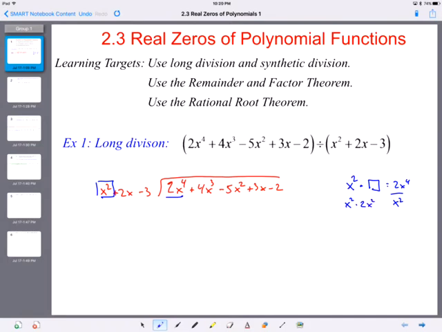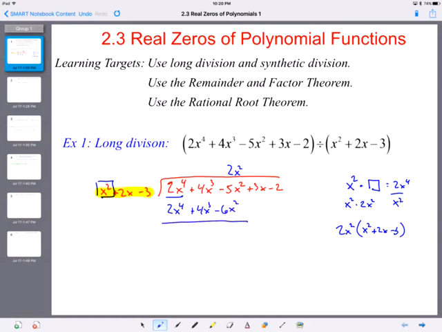Now the way I do long division is I line everything up. So I'm going to put all my x squareds in the same column as my x squared in my dividend. Now you take 2x squared and multiply by the entire divisor here. So you have to distribute. 2x squared times x squared plus 2x minus 3 will give you 2x to the fourth plus 4x to the third minus 6x squared.